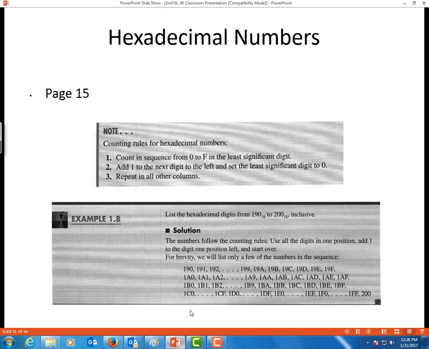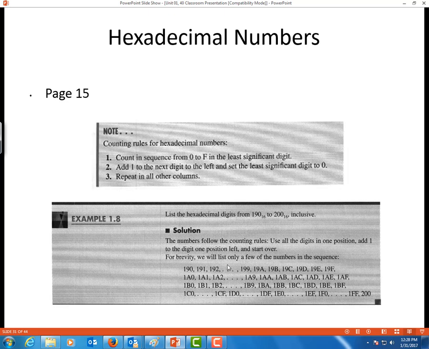Now let's see what they said here. They went from 190, 191, 192, all the way to 199, 19A, B, C, D, E, F, just like we did. Then what did they do? They reset this to 0. They added 1 to the term to the left, so this 9 becomes A. It's 1, and they just continued it all the way up to 1AF. Then they did the same with B, C, D, E, 1FF into 200.